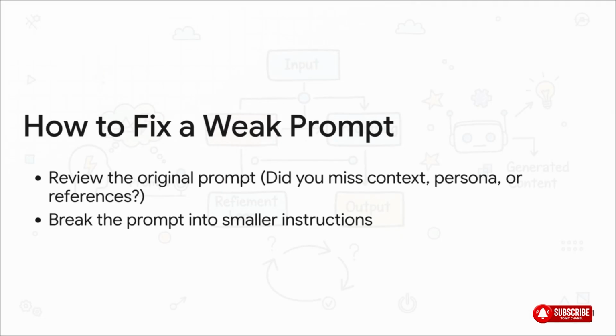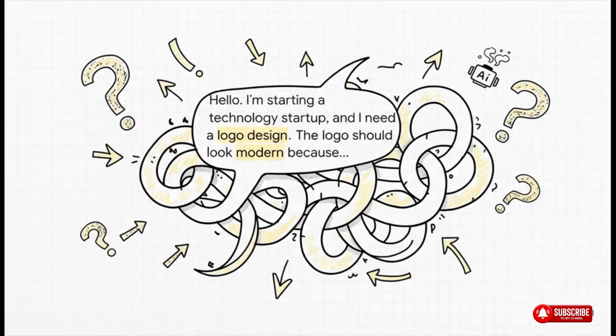So what do you do if the output is meh? The course suggests 2 main strategies. First, just go back and review your prompt. Did you maybe forget to add a persona or some key context? A lot of the time, that one small addition is all it takes. But if that doesn't fix it, try the second method.